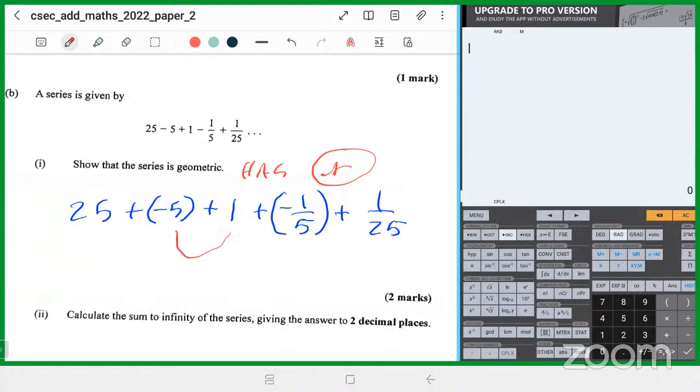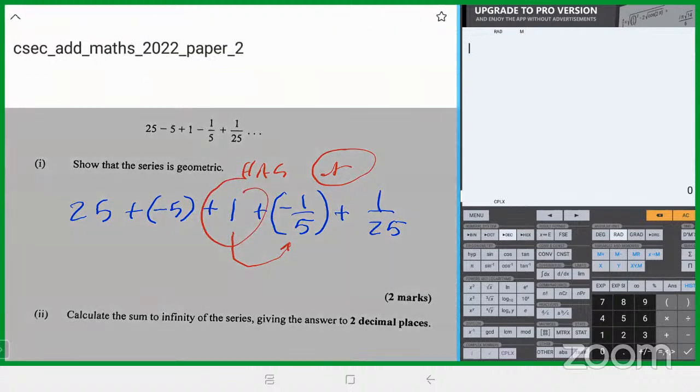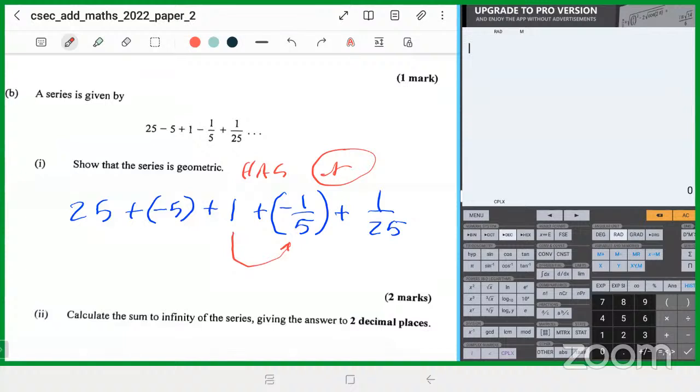How do I go from this to this? From negative 1/5 to 1. You have to multiply by 1/-5 to cancel it, to give me the 1. Next, how do I go from 1 to this? You have to multiply this by the value there. So that shows you the common ratio, the R equals minus 1/5. I have to multiply 1 by minus 1/5 to get minus 1/5.